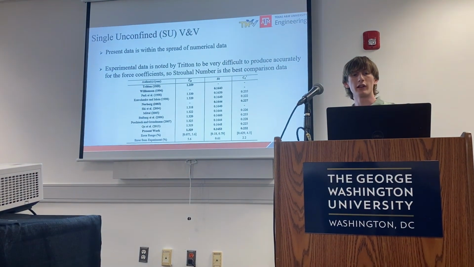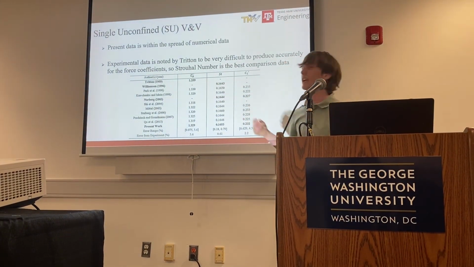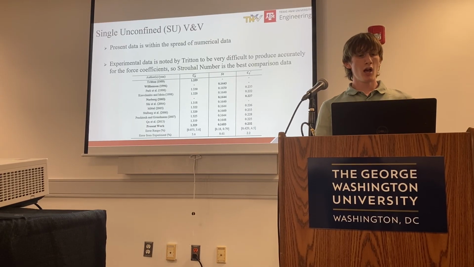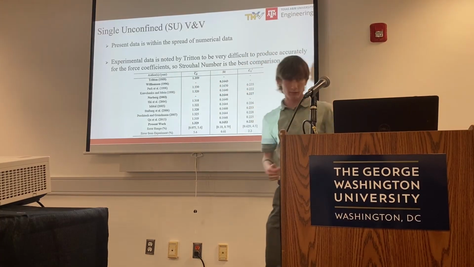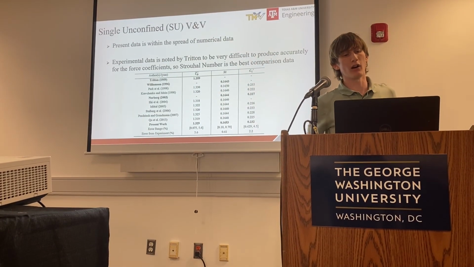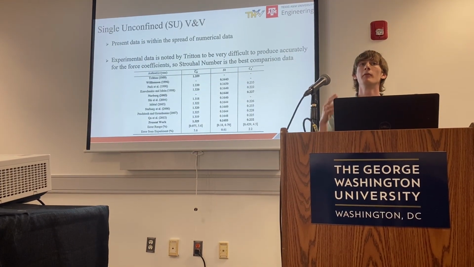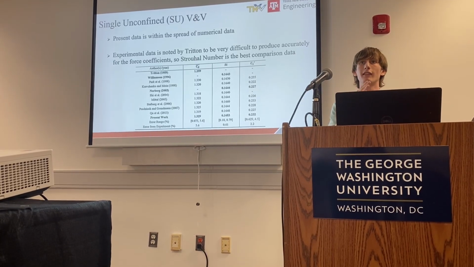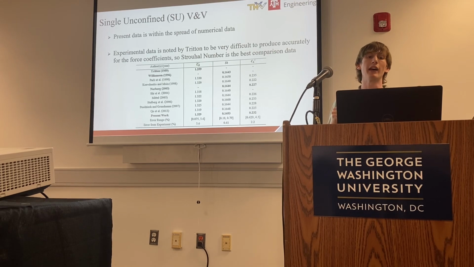So if we look at the comparison of the literature, I have highlighted or emboldened the experimental studies. There are not that many experimental studies, surprisingly. And as mentioned by Triton, this 1959 author observed that it was very difficult to get accurate measurements of these force coefficients. So he recommends that people compare the Strouhal number. Basically, it's easier to see the frequency of the shedding than it is to quantitatively determine the forces produced by that shedding.